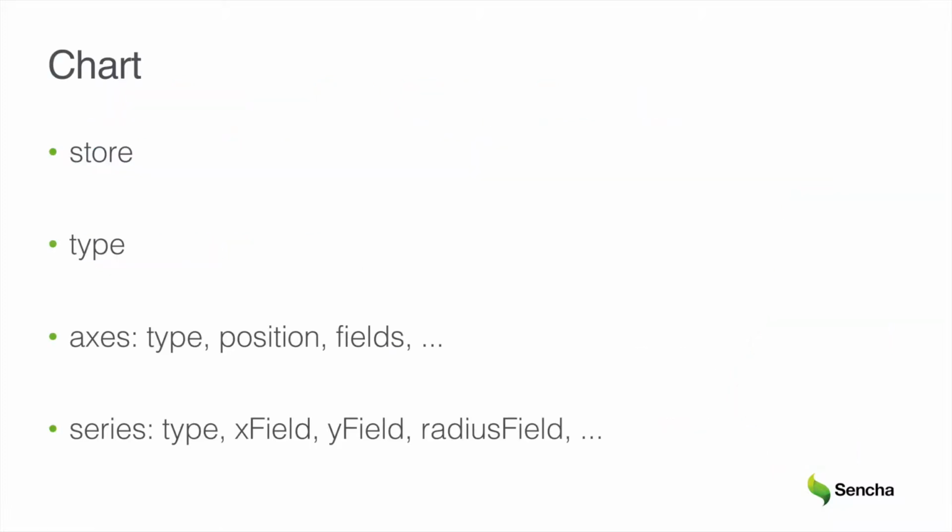It's episode 9 where we will add a chart component to our application. To add a chart component to our application, we need to define store, type of chart, Cartesian or polar, axis and series. Axis configuration includes the type of axis like categorical or numerical, position, top, bottom, left, right, and configuration of fields that correspond to a specific axis. Series configuration includes type of series like bar series, line series, or pie series, X field and Y field configs for Cartesian chart, and radius field for polar chart.